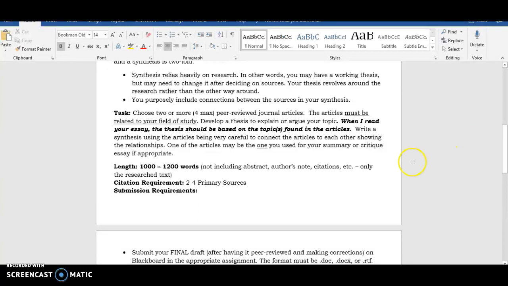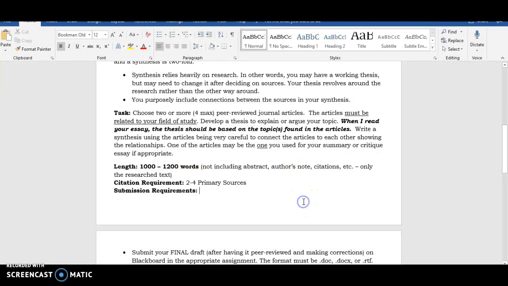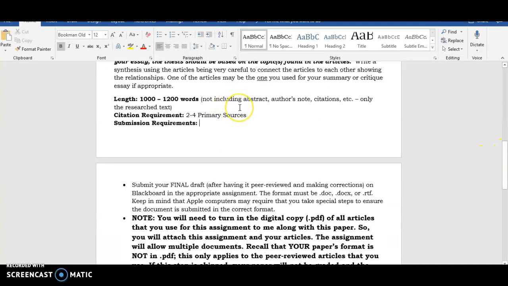One of the articles, again, that's right here, that you use for your summary or critique essay, or even if you had a unique one that you chose for the RWJ preliminary research, you can use it too. But you can only choose one that you previously used, so I don't want you to accidentally mess that up and get many points taken off.